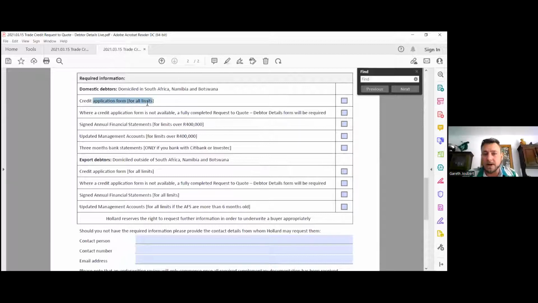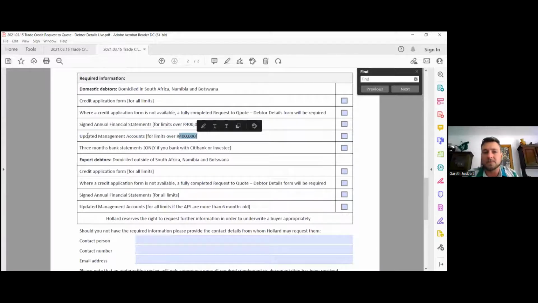Okay, so credit application form is a great one. But where you don't have one, we need this form completed. I think that's easy peasy. Again, if you have the credit application form, you don't need this document at all, but we would need signed annual financial statements and updated management accounts, okay, if the credit limit required is more than the 400,000.